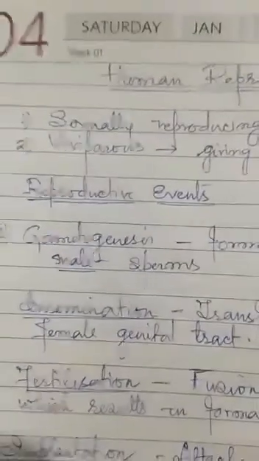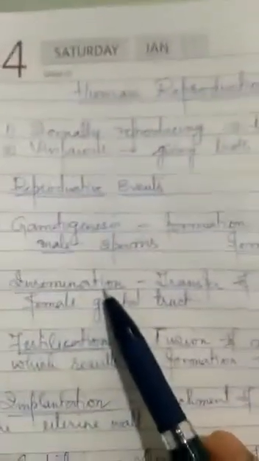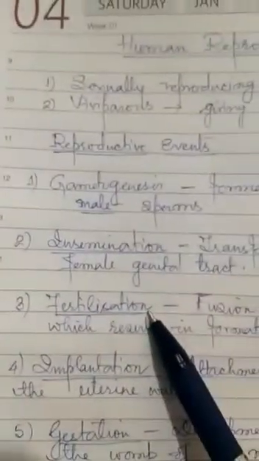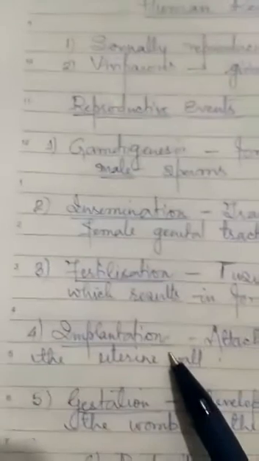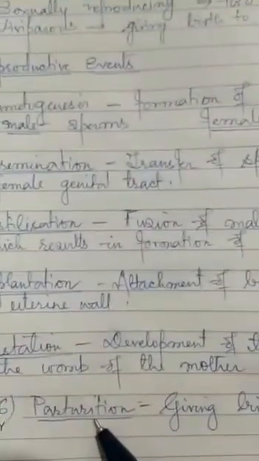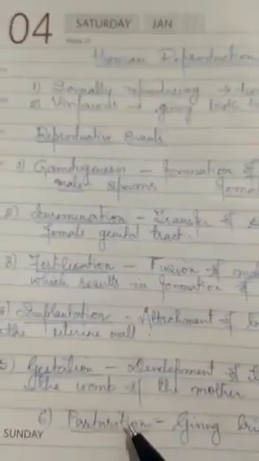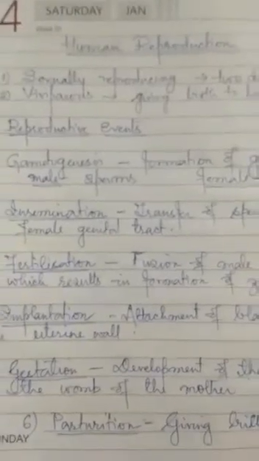I hope so, children, you people have understood the different steps one after the other. First is gametogenesis, then comes insemination, then fertilization, then implantation, gestation, and finally parturition. After reading all these steps, one by one we'll be reading about the male reproductive system and the female reproductive system.